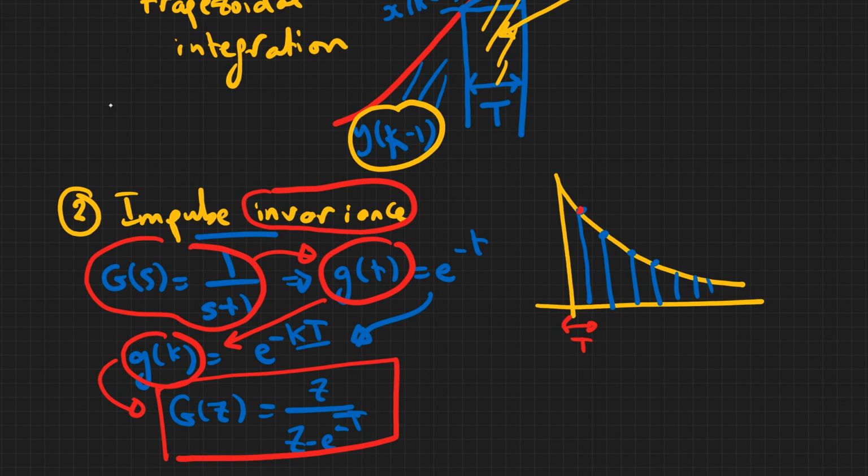Okay, the bilinear transformation is much more common because it's more general and easier to implement, but this is also one of the famous methods that are used.